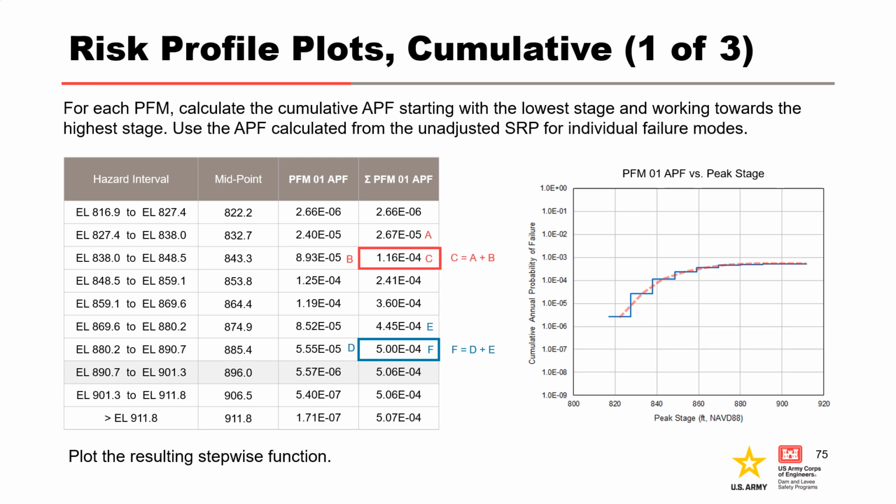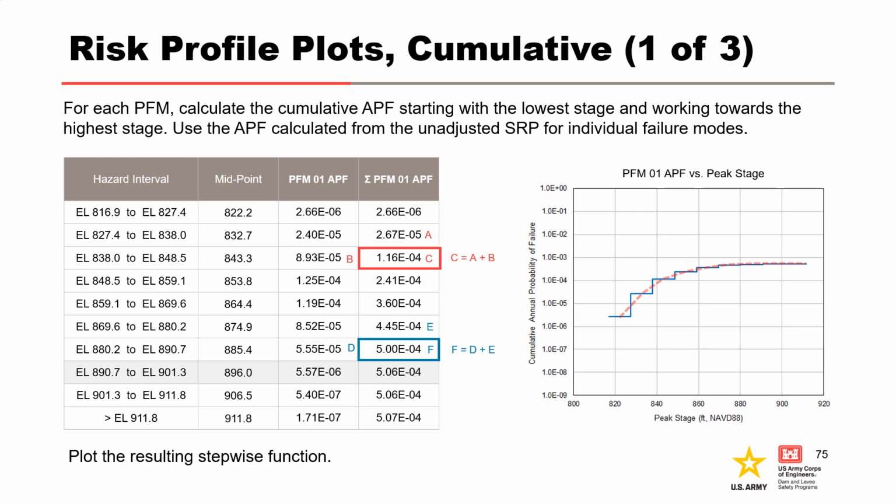The plot makes it easy to see which hazard interval contributes most significantly to the overall APF of the potential failure mode. In this example, you can see how the steps get smaller and smaller as the stage increases, illustrating that these stages are contributing less and less to the overall total risk. About 90% of the risk here is coming from stages below elevation 880, and over 70% of the risk is coming from stages below elevation 870.